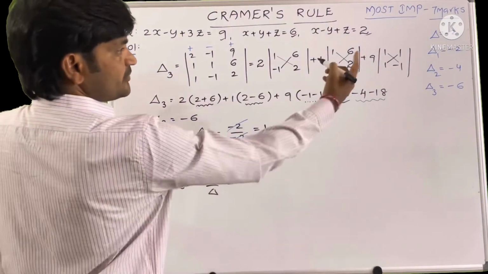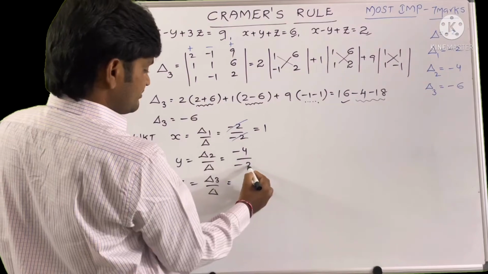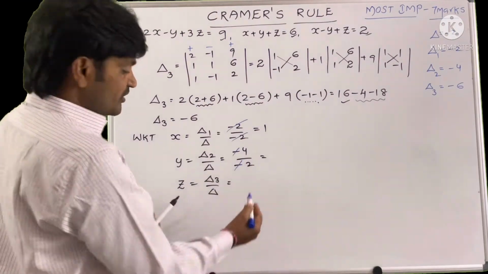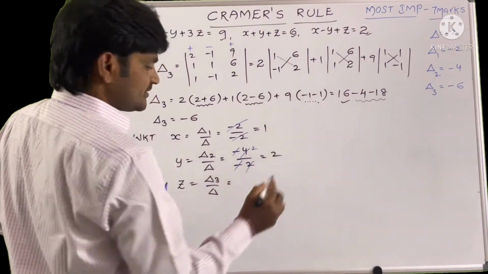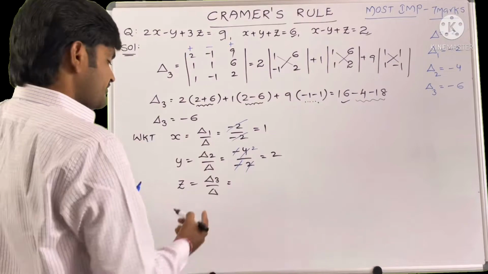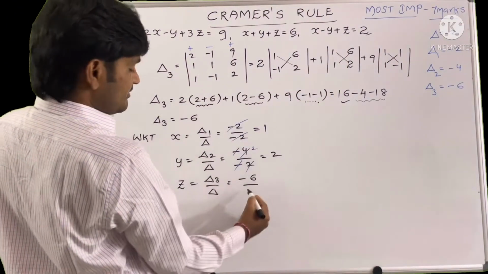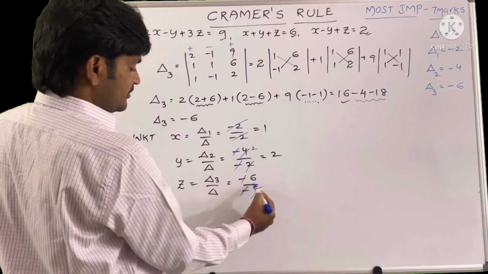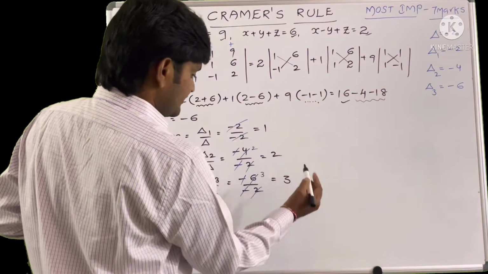Similarly, delta 2 value is minus 4 and delta value is minus 2. So the minus signs cancel, and 2 twos are 4, so the answer is 2. Next one, delta 3 value is minus 6 and delta value is minus 2. So the minus signs cancel, and 2 threes are 6, so the answer is 3.